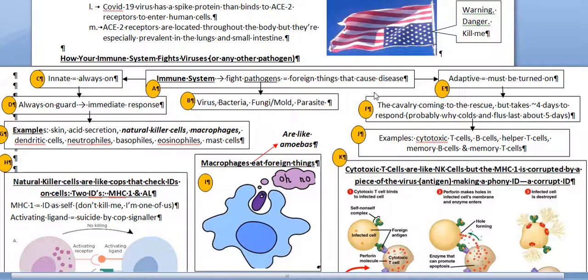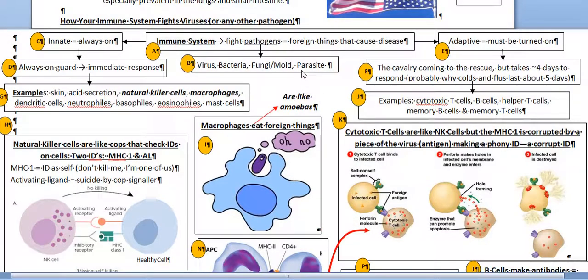One is innate and one is adaptive. The innate part of the immune system is always turned on. It's always on guard and gives you an immediate response, right? It's always protecting you. Now, the adaptive must be turned on. This is kind of like the cavalry that comes to the rescue, but it takes about 4 days to respond. That's probably why colds and flus last about 5 days, because by the fourth day these guys kick in, they're like heavy hitters, and they'll whack that cold or flu, and by the fifth day it's over.